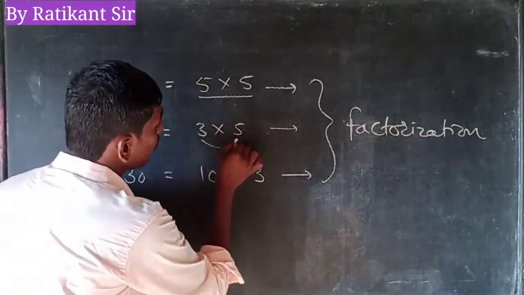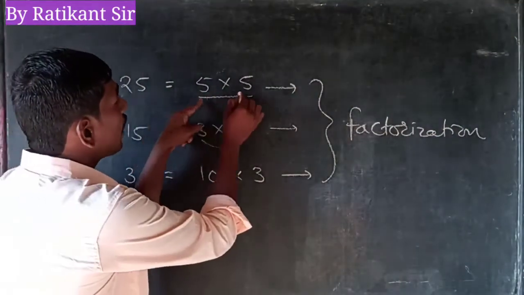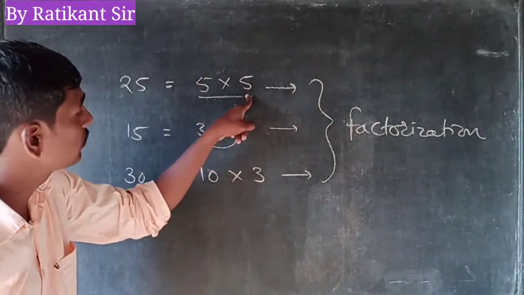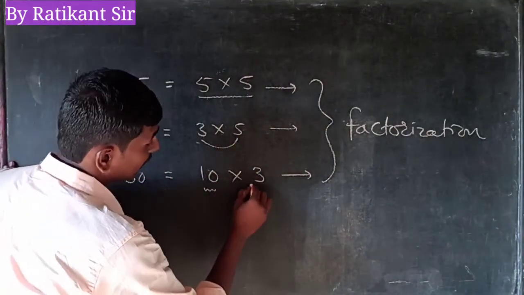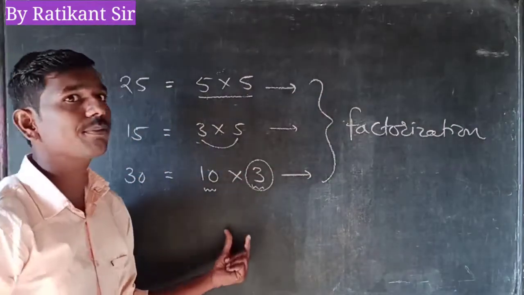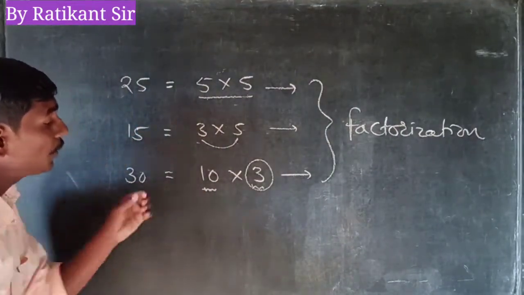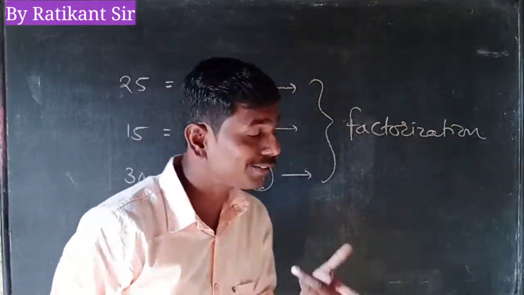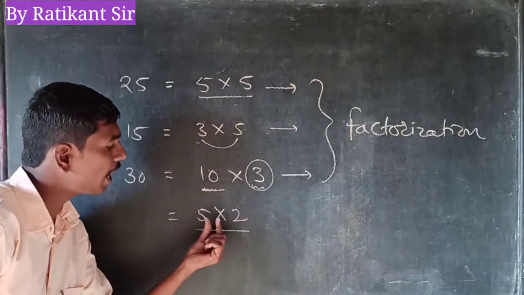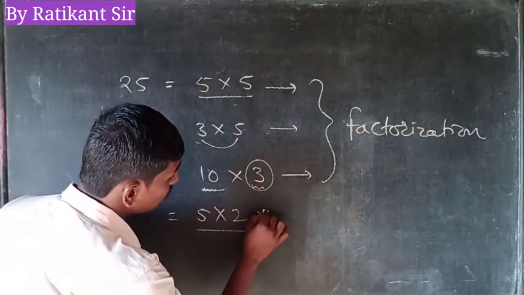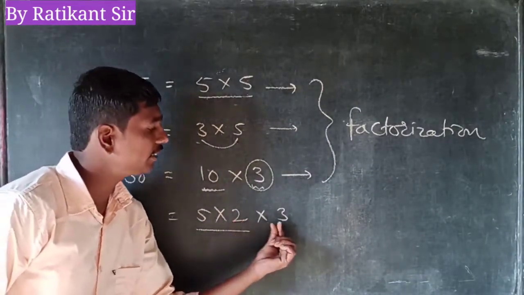It means 3 5s are 15, 10 3s are 30. But we can see now that 3 and 5 are both prime numbers, but here is 10 and here is 3. 3 is prime but 10 is not prime, which means we can factorize this 10 again. How? 5 into 2. We write 5 into 2 instead of 10, and this 3 will be as it is. It means that 5 2s are 10, 10 3s are 30.